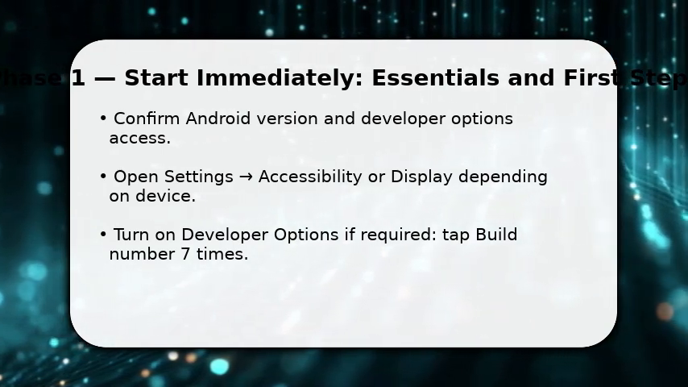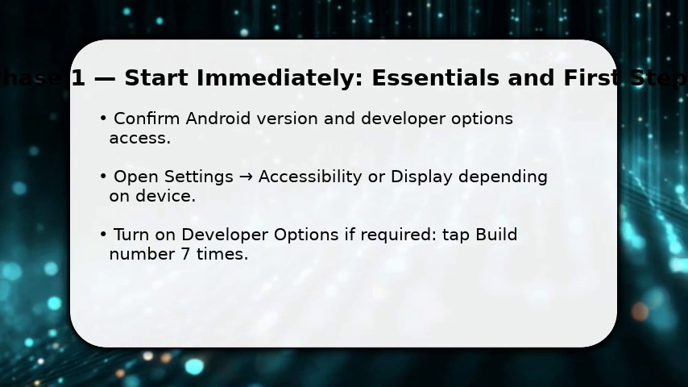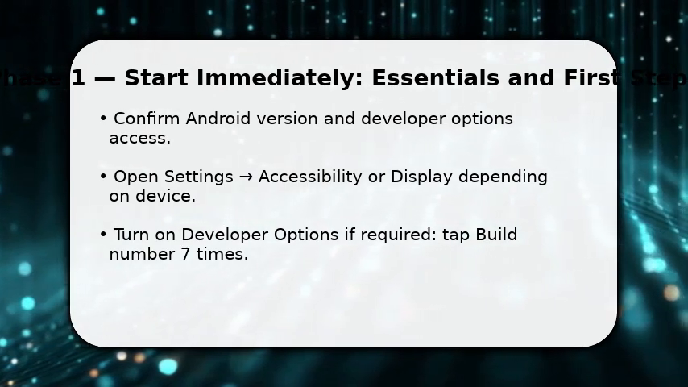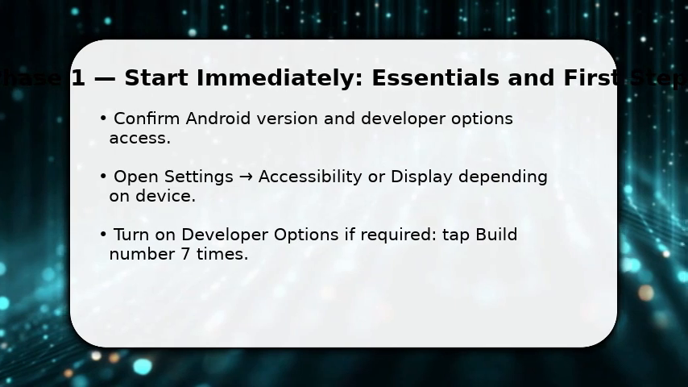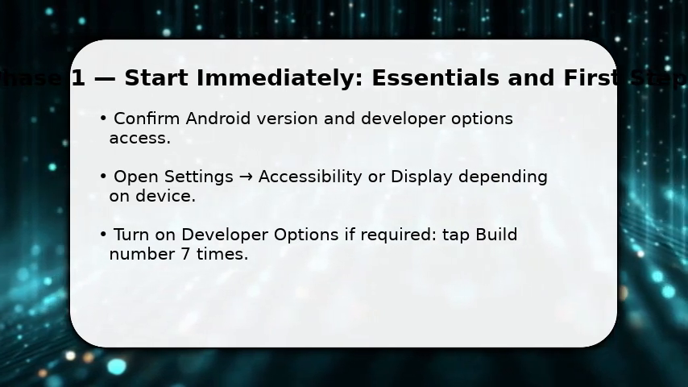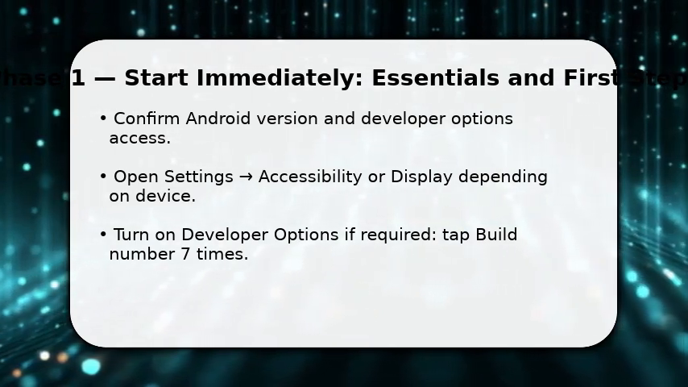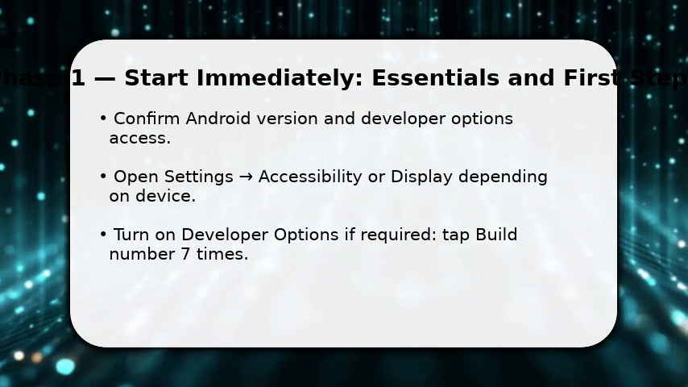If developer options aren't enabled, tap build number 7 times in About Phone, then go back. Once done, make sure to keep the Settings app open. You'll switch between menus in the next step to locate color adjustment controls.